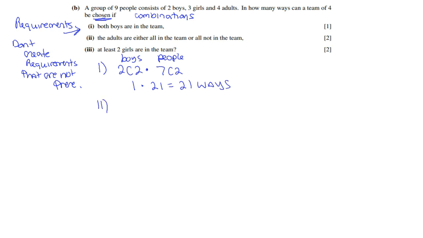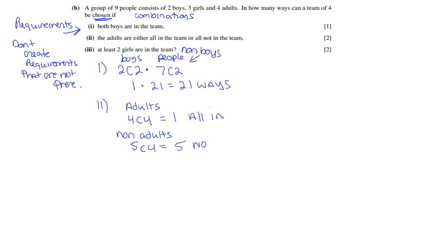Now, part 2, it says the adults are all on the team or they're not on the team. Now, there's 4 adults. So if I'm talking about a 4-person team, 4 adults choosing 4, there's only one way to do that, and I've got my team. That's if all adults are in. Now, if none of the adults are in, well, then I'm going to consider all the non-adults. If they're not boys, they're non-boys. These are non-adults. How many non-adults do I have? Well, there's 5 of them. And I can pick any 4 of those. And so the way I choose that is 5 choose 4, and there's 5 ways to get no adults, a total of 6 ways.